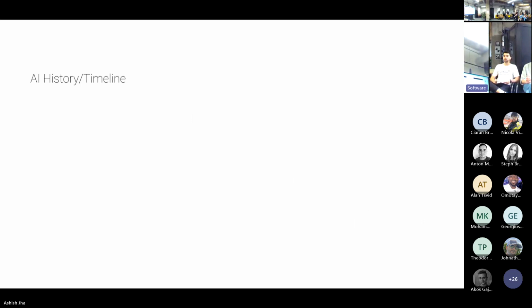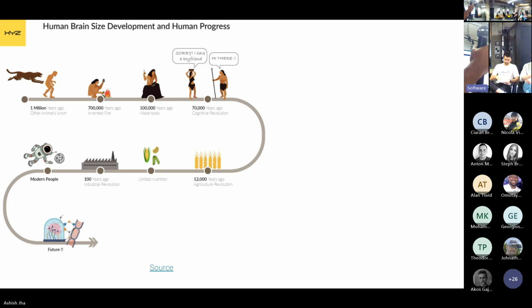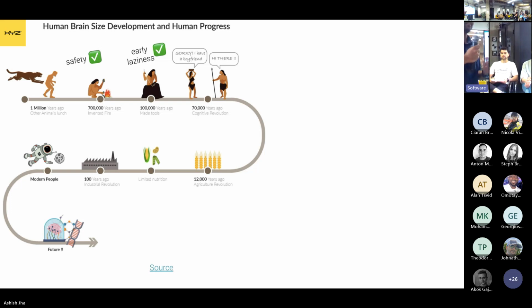Cool. So let's start with the history and let's go back in time, long, long ago. So if we think about the history of humanity, we have had stages of development. First we sorted safety to not get killed by animals around us. So we built a lot of tools. We invented fire and so on. With tools, we also started our journey towards laziness. So I believe laziness is a huge motivation for development. So that was our early times of achieving laziness.